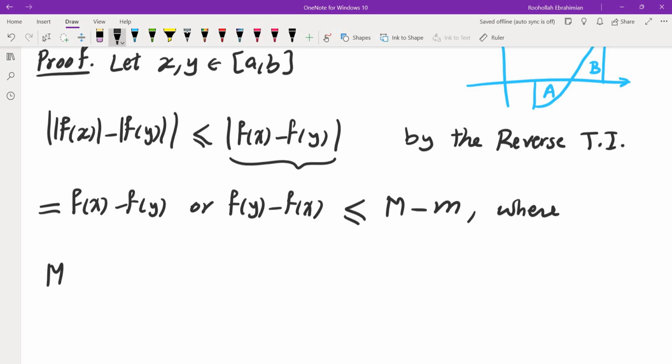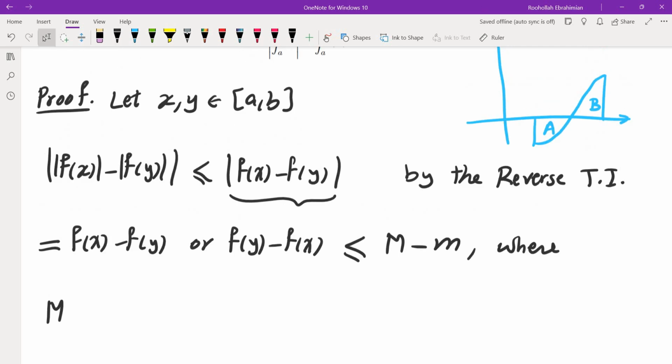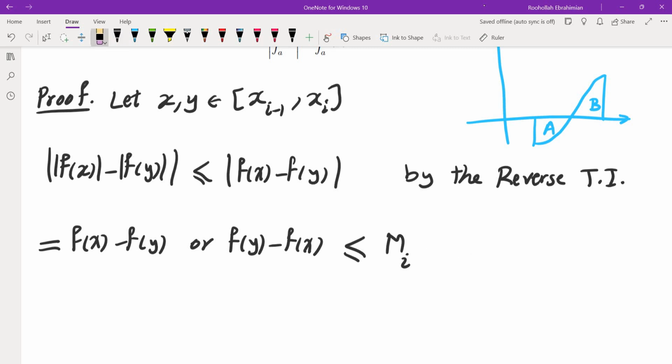Okay, and I would like to actually use this for every interval. So let me start with taking x and y not only inside AB but inside a smaller interval, x_{i-1}, x_i. I'm going to call that capital Mi of f minus lowercase mi of f.